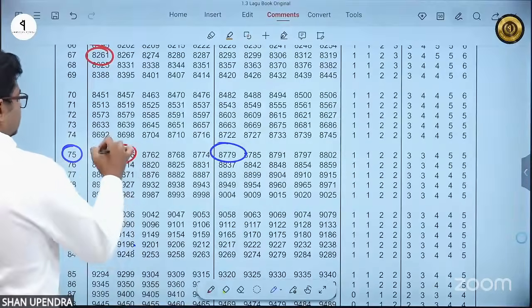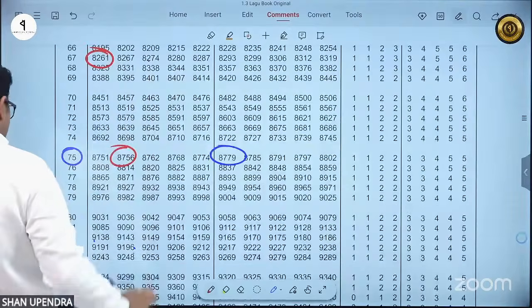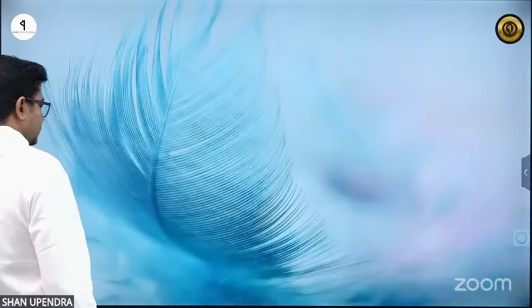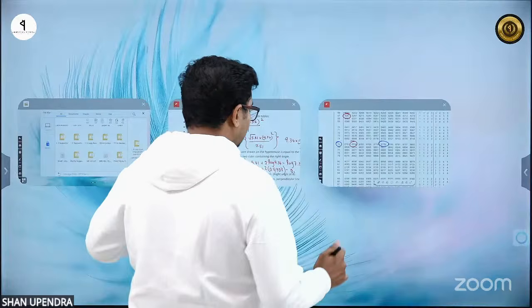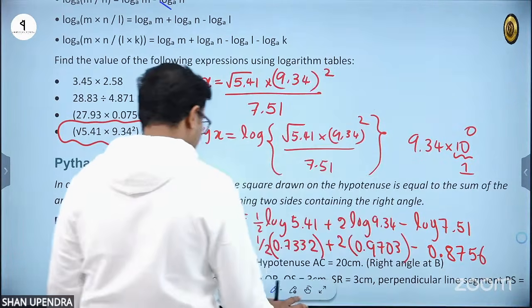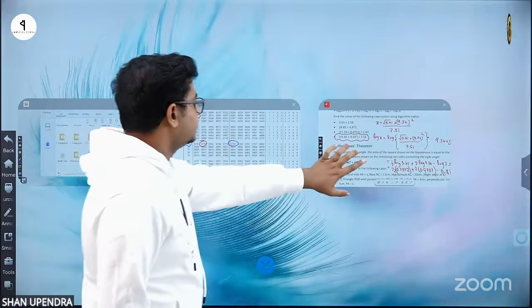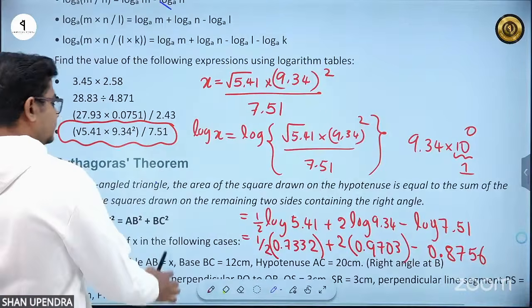751 means this one. In the exam, you can directly write those things with the help of the logbook. 8756. I know only 8756, yes. Now you need to solve this one.